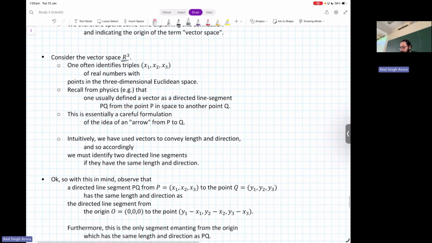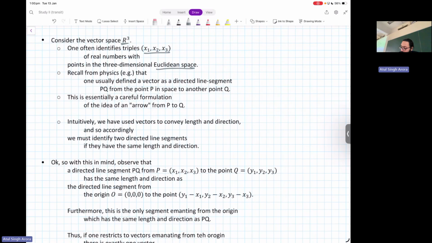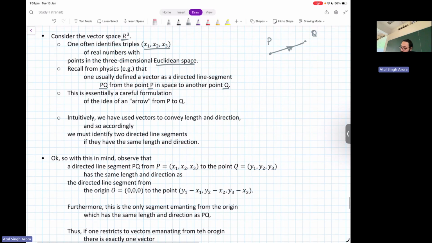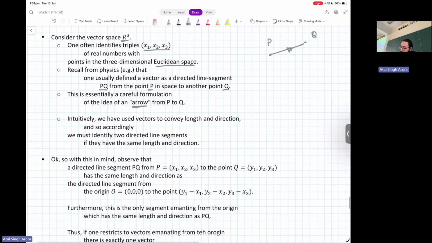This is stuff you're already very familiar with. When we are looking at Euclidean space, we ascribe 3 real numbers to describe the location of a point. And from physics, we remember that if there's a point P and a point Q, then a vector would usually be a directed line segment. That is, the length is the distance between P and Q, and then you have the direction that you're interested in. So basically we are formalizing the notion of an arrow.